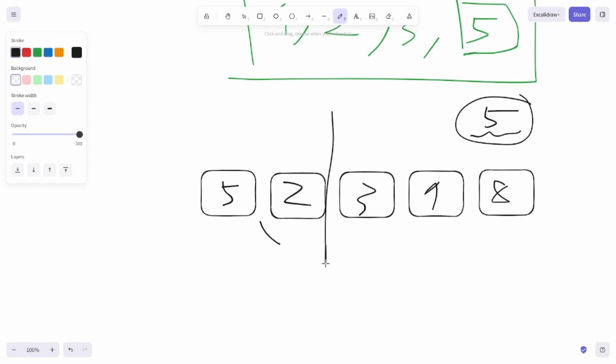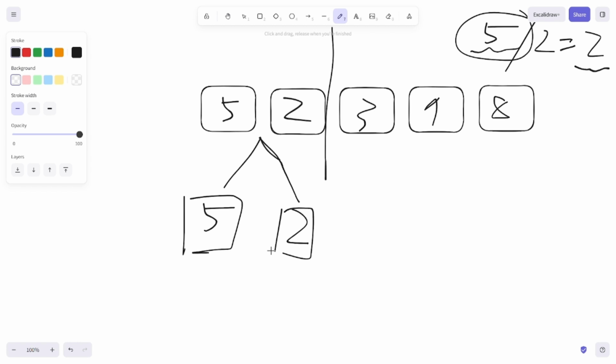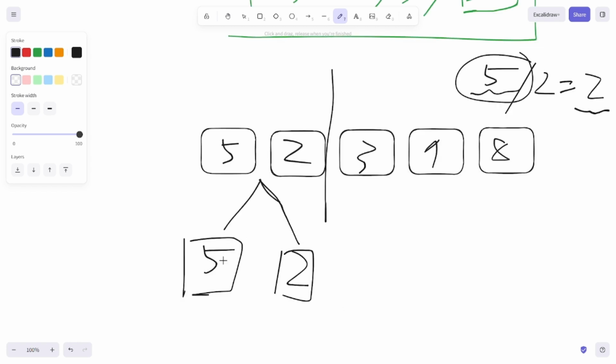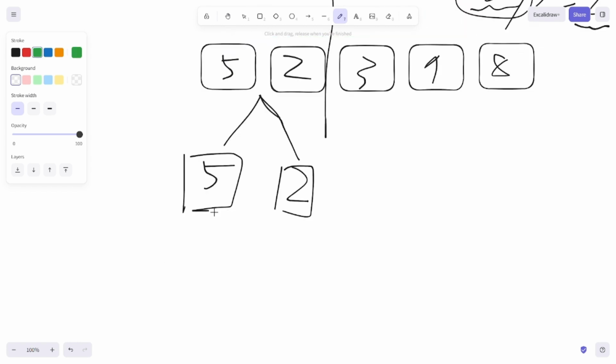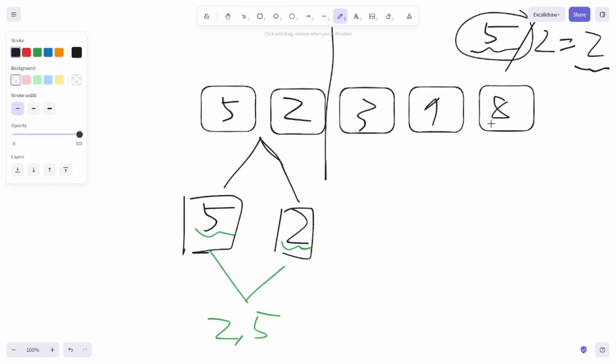Basically, we're going to divide this in half. What's that going to be? It's going to be 2 and 3, right? Okay, so let's keep on going. I'm going to divide this part into 2 halves, 5 and 2. We get to our smallest part. We cannot get any smaller than 5 or 2, basically, right? So we're going to conquer this. What is smaller, 2 or 5? 2 is way smaller than 5. And after this, we're going to look at 3, 1, 8.